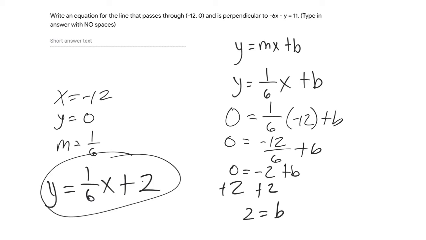You need to find the slope you're looking for, or the slope of the line you're trying to find, and then plug in the point to figure out the b value. And you can write it all out in slope-intercept form.